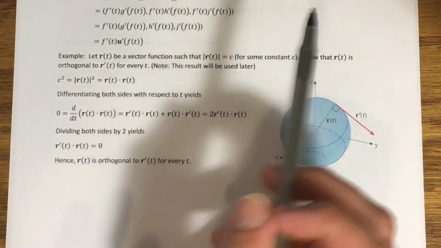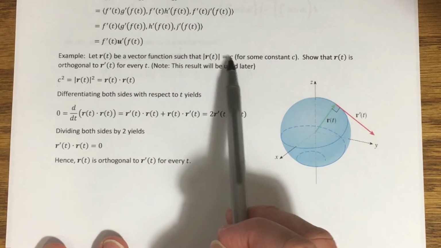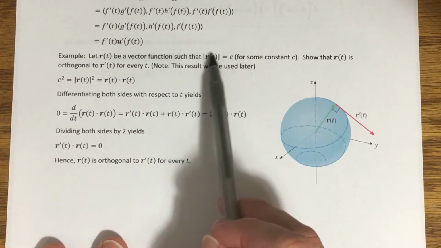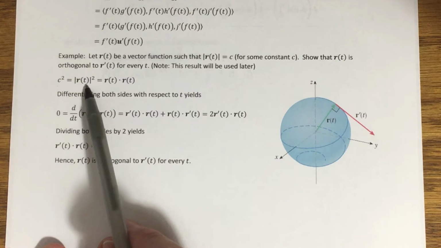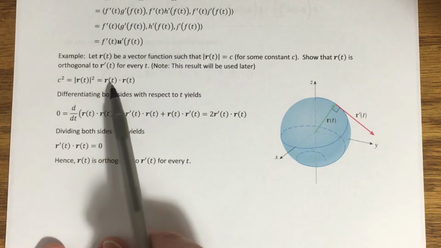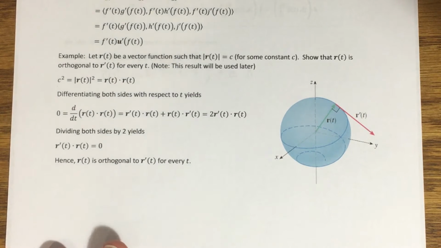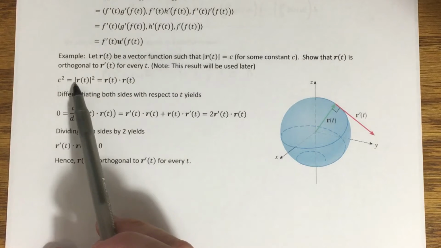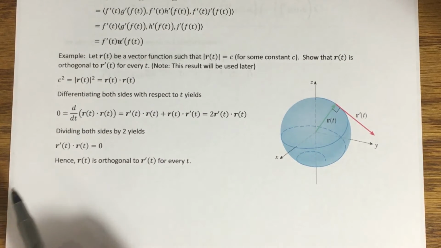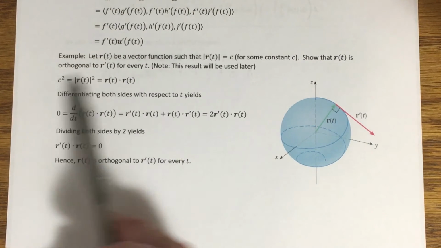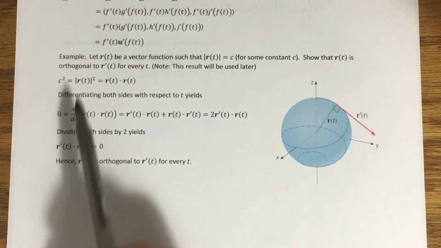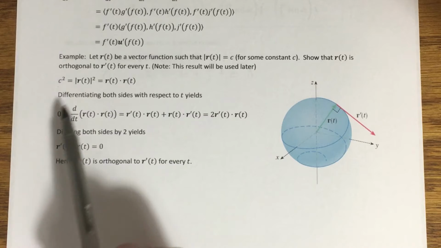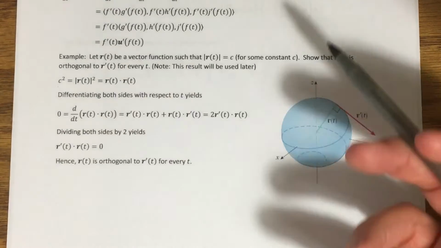So in order to investigate this, let's start by squaring both sides of this. C squared equals the magnitude of R of t squared right here, okay? We know that the magnitude of R of t squared is the same thing as R dot R. We saw that back in section 12.3, that relation between the norm of a vector and the dot product, okay? Now, this is an equation. If I were to differentiate both sides of this with respect to t, both sides of this are scalar functions. Both sides are functions of t.